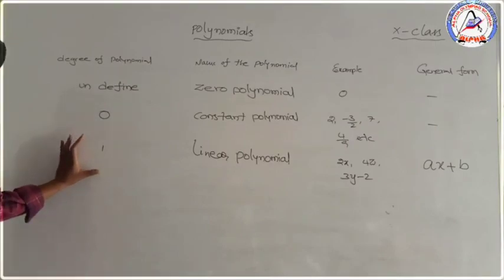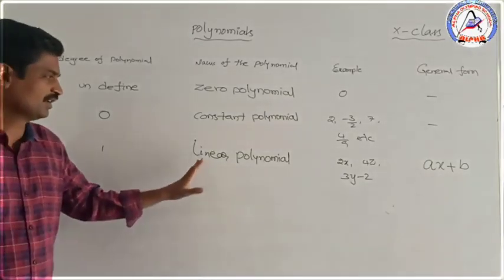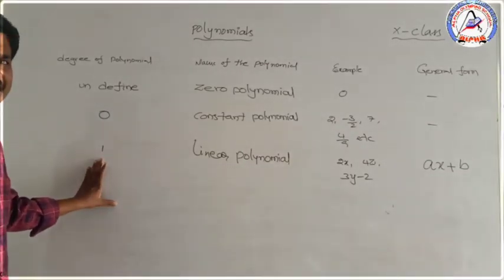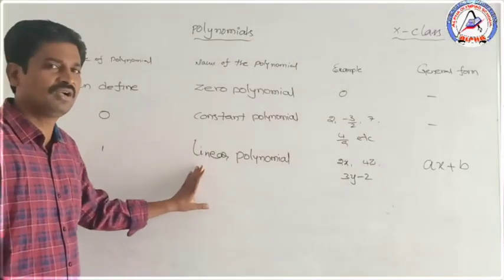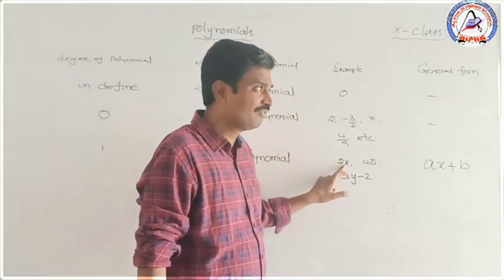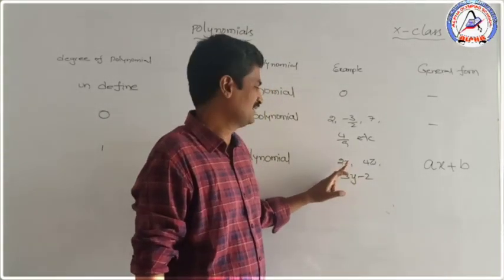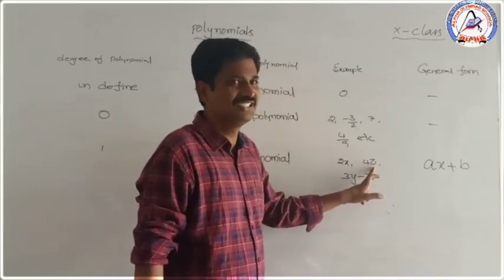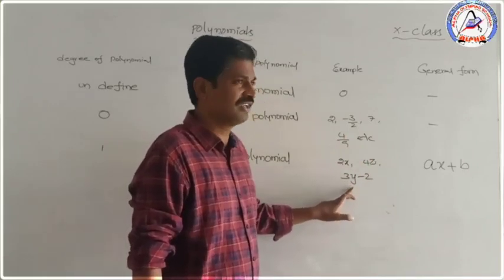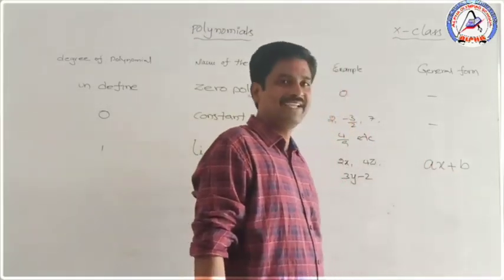How can the question be asked? Define linear polynomial. If a polynomial's degree is 1, then the polynomial is called a linear polynomial. Here, in 2x, the variable is x, and its degree is 1, so it is a linear polynomial. Here the variable is z, degree 1, so it is also linear. Here the variable is y, degree 1, so these are all linear polynomials. The general form is ax plus b.